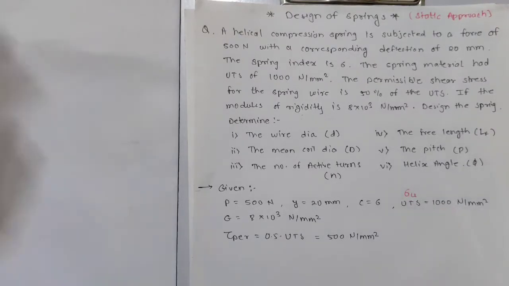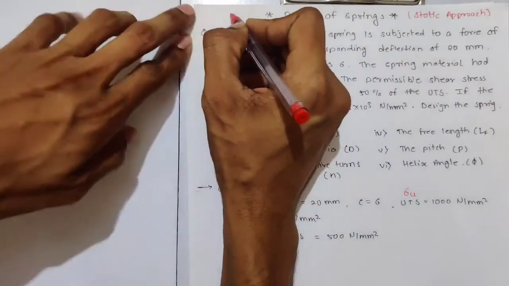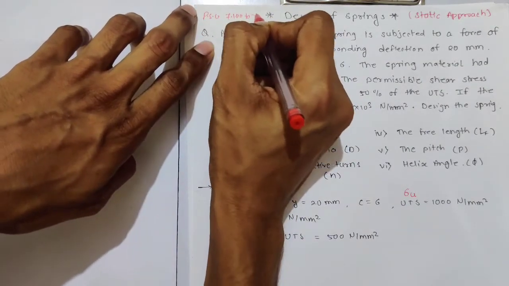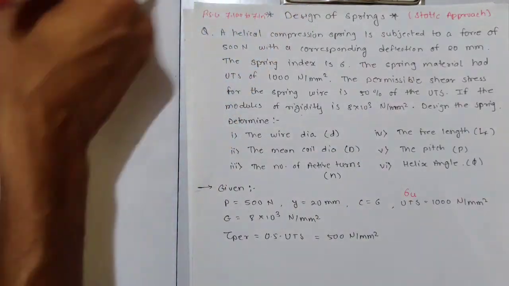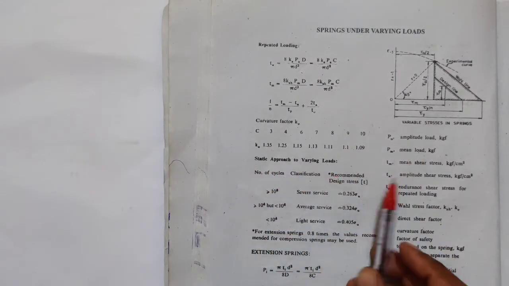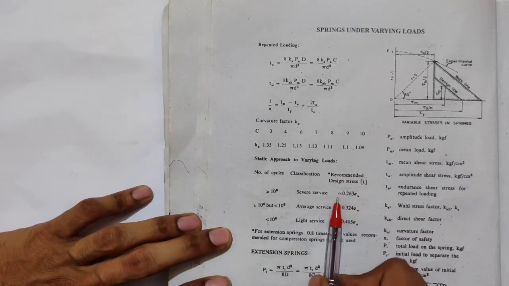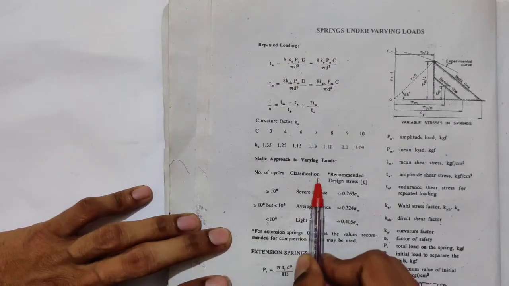In that case you have to use PSG, the design of spring, PSG page numbers 7.100 to 7.105. In 7.102 you will find this table where you can have the static approach for varying load. Now if sigma permissible is not given, just choose average service. It is a classification by number of cycles.